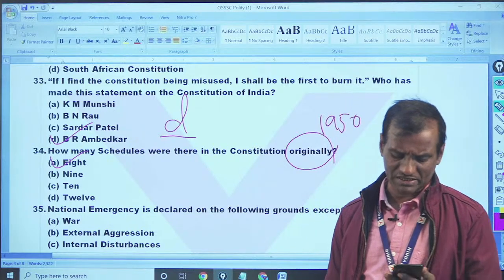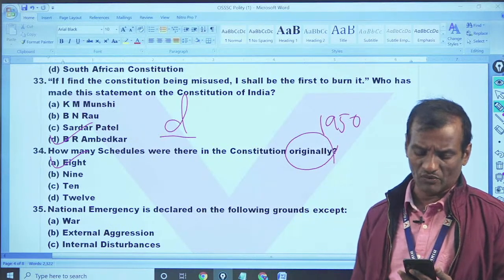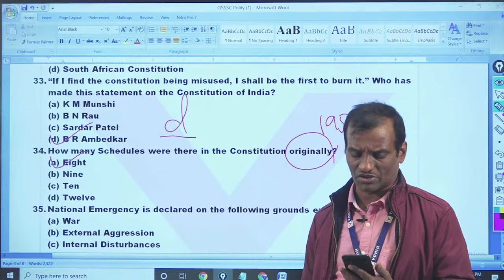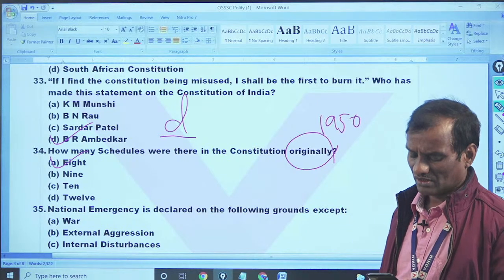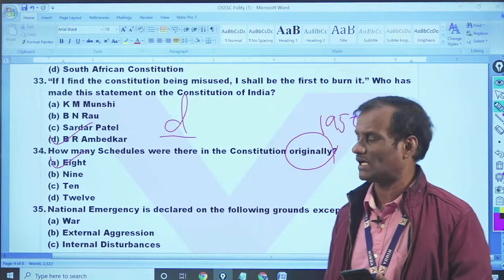Okay, can you name it? Can you name by which amendment which schedule was added to the Constitution? Okay, I am watching. Please add if anyone can do that.